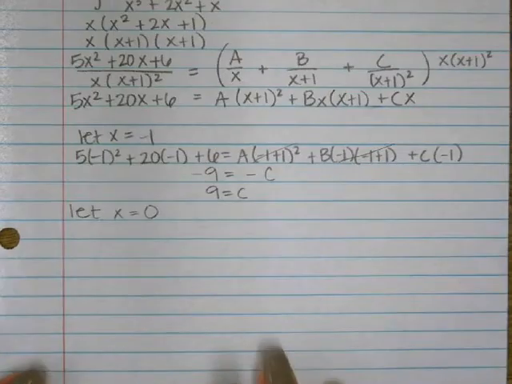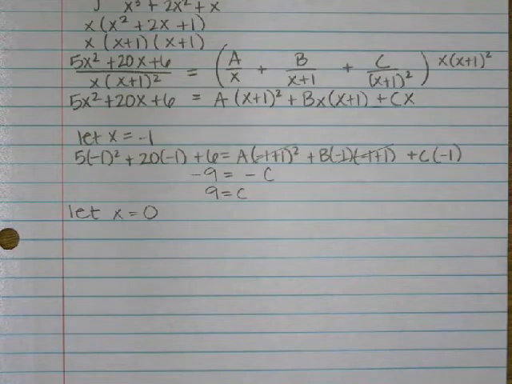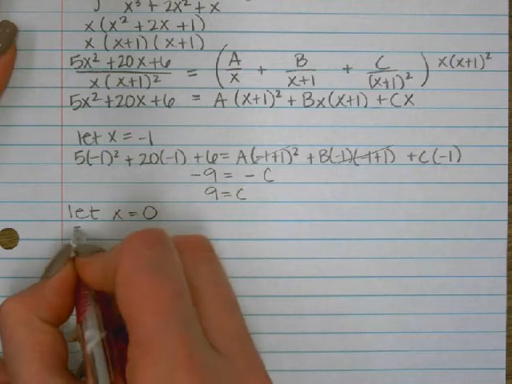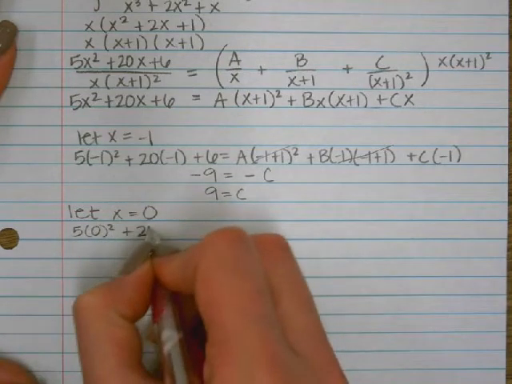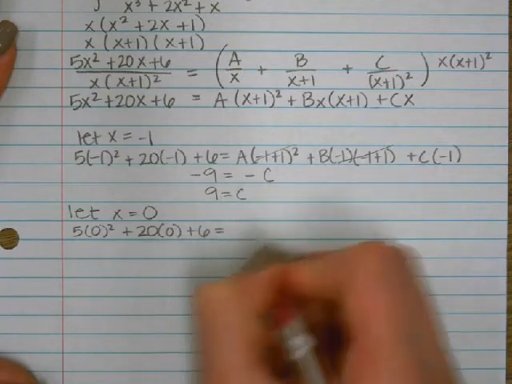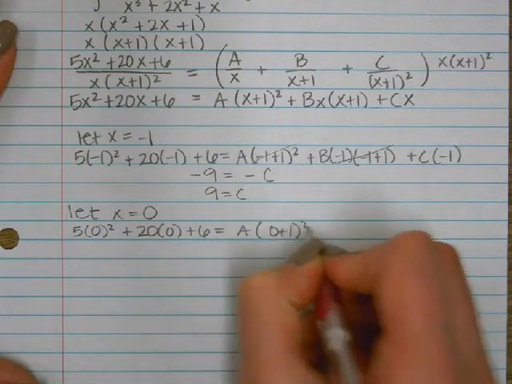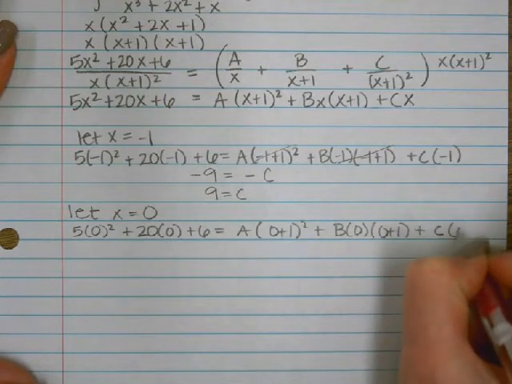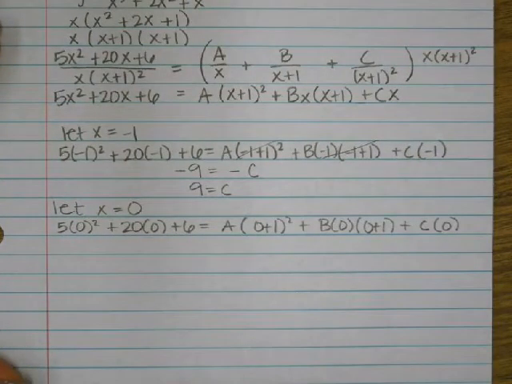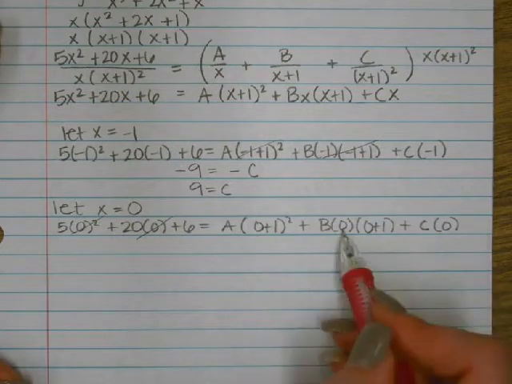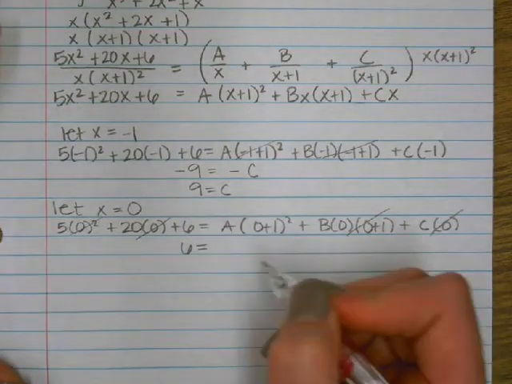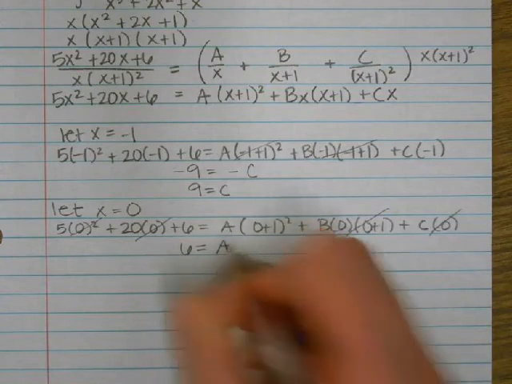Next, I'll go ahead and let x equal 0, because that's going to be pretty easy to work with, and that's going to help us get rid of this one right here. So I've got 5 times 0 squared, 20 times 0, plus 6, equals a times (0 plus 1) squared plus b times 0 times (0 plus 1) plus c times 0. So that's nothing, (0 plus 1) squared, this is going to be nothing, that's going to be nothing. So I've got 6 equals a times 1, so 6 is a.